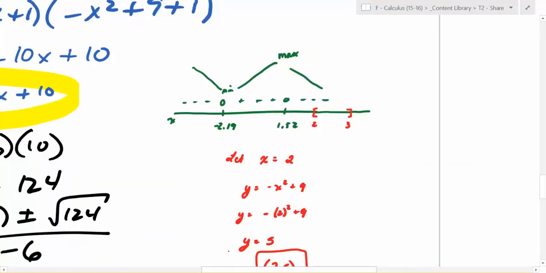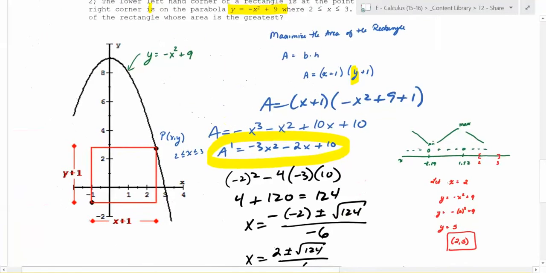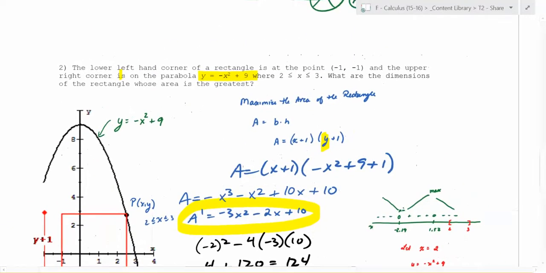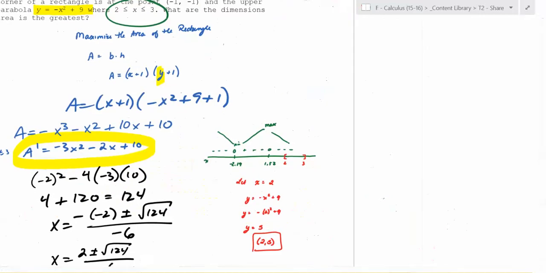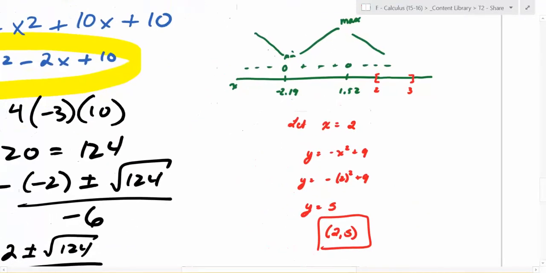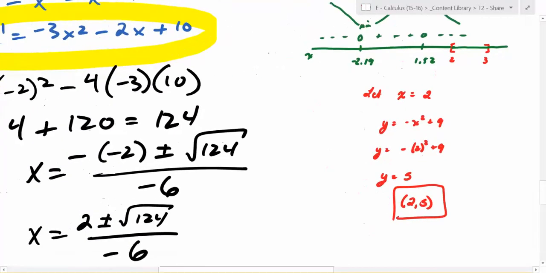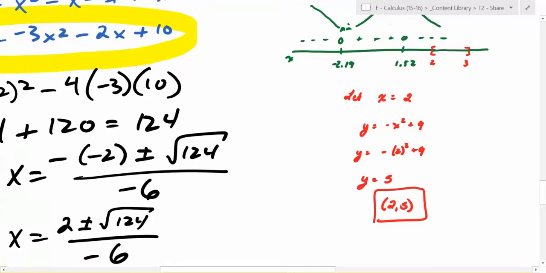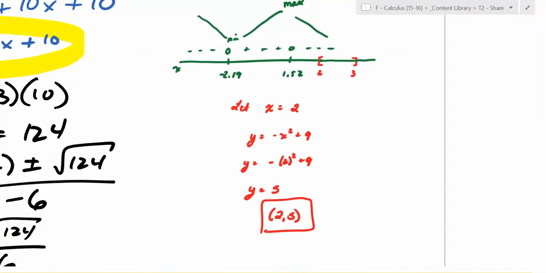Just have to be aware of the restrictions, right? Look what it says here. The lower left-hand corner of the rectangle is at that point, and the upper right is on the parabola where x is between 2 and 3. Did everybody see that right there? Where x is between 2 and 3. We got two numbers. Are either one of them between 2 and 3? They're both outside of it. So we have to just test the endpoints. 2 and 3.